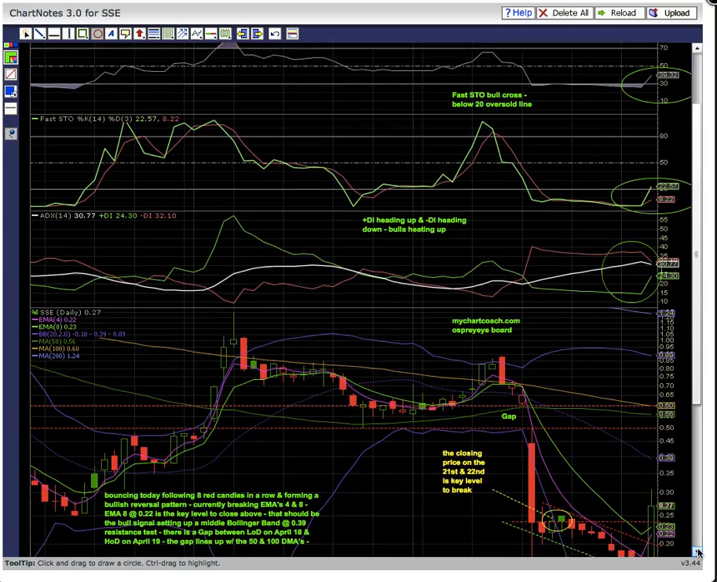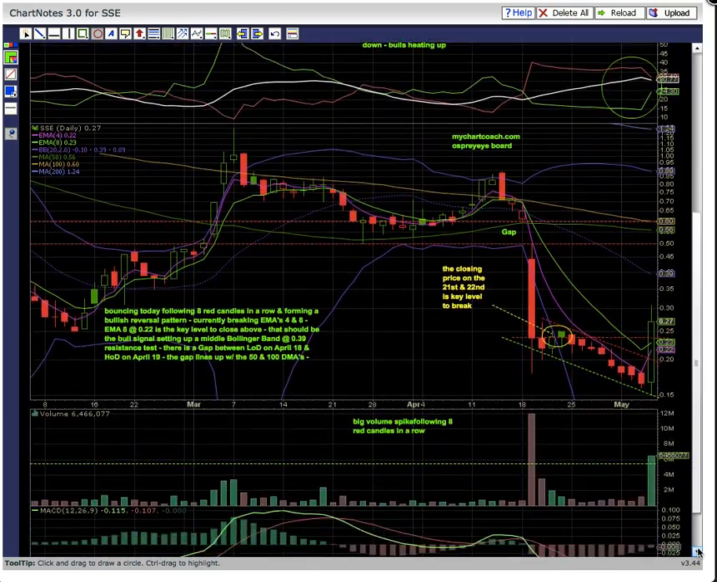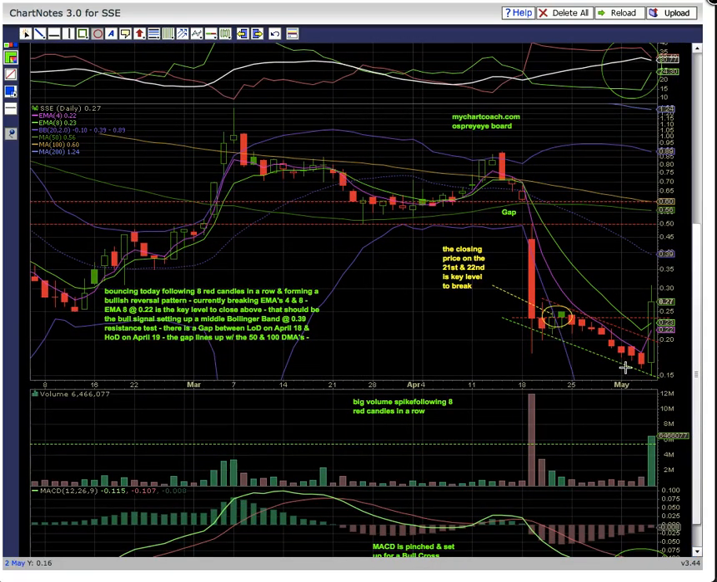SSE had formed 8 red candles in a row and had this downtrending channel that had formed. And then today's open was above yesterday's close, and today's close was above yesterday's open. And so this has created a bullish one white soldier reversal pattern. So this is a very strong reversal pattern.